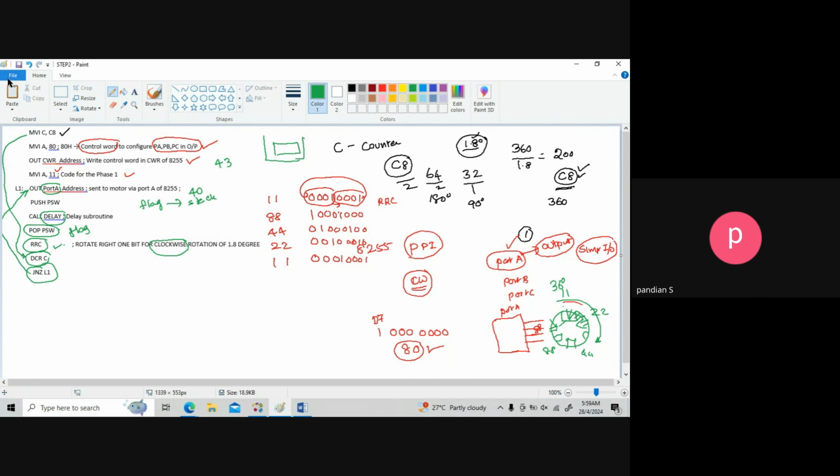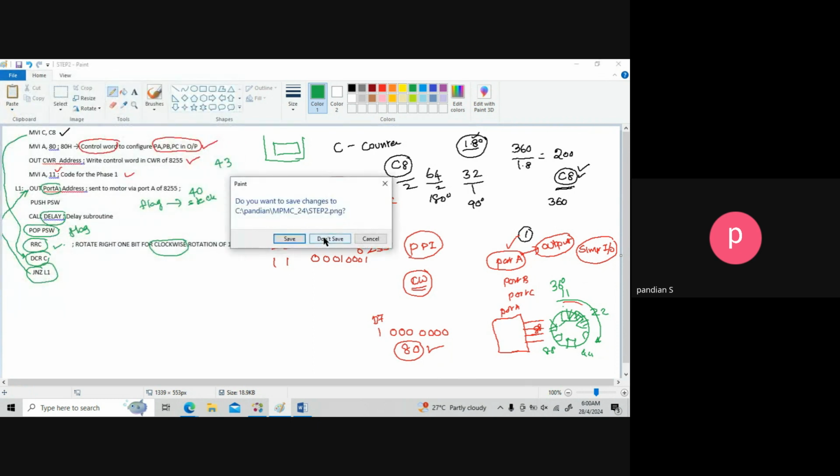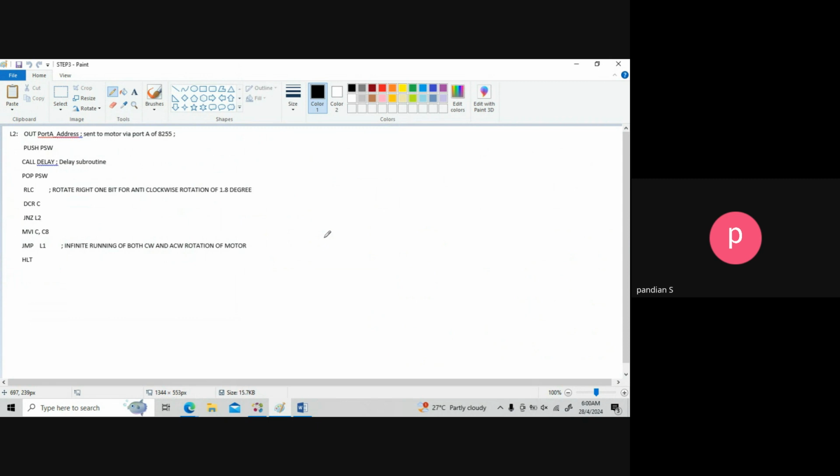Next we have the anti-clockwise direction. We repeat the same program. Now you see, the same program. We already have the value, either 11 or 22 or 44 or 88, in the accumulator. So the accumulator has this value, and from that value we can start now. Here you have to send this value to port A. The control signal is going to have any one of those values, right?